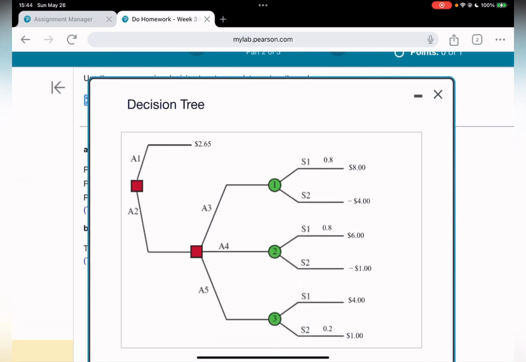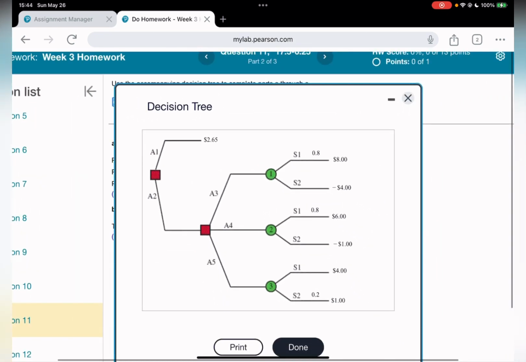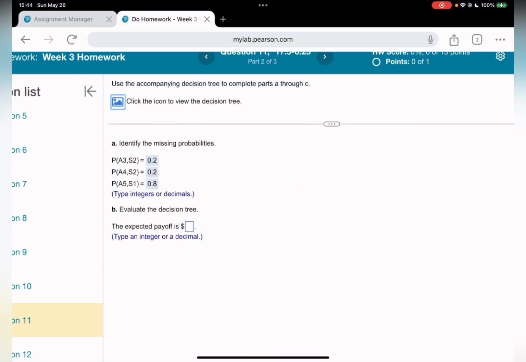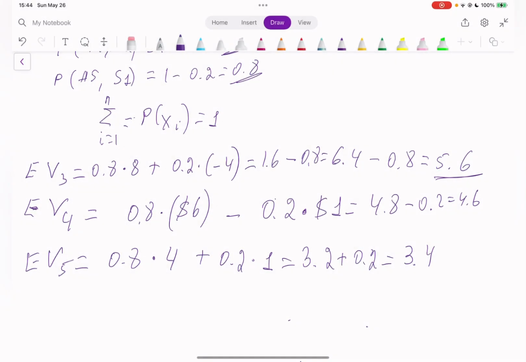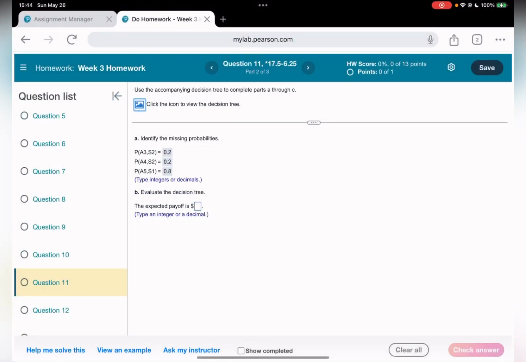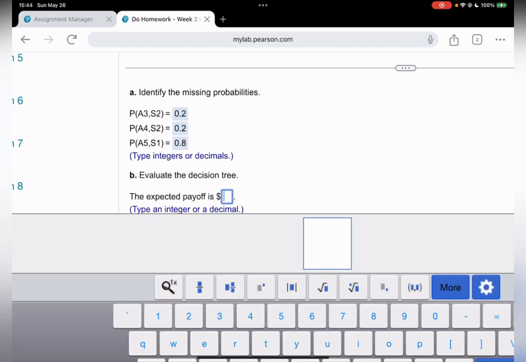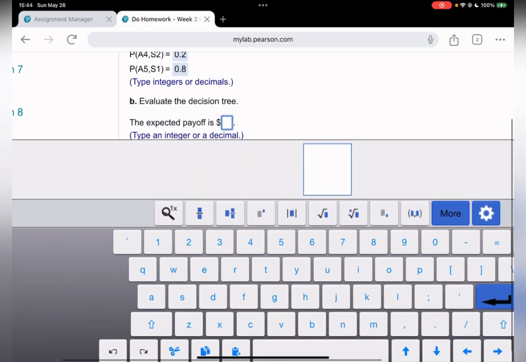A1 is 2.65, and that's a total, right? A1 of everything. So I'm going to compare: if I have in my branch a value that is greater than the total, that maximum is going to replace that total. Which means I'm going to take the maximum between 2.65 and 5.6. Obviously it's going to be 5.6, and that's going to be my expected payoff maximum. It's going to be maximum value 5.6.